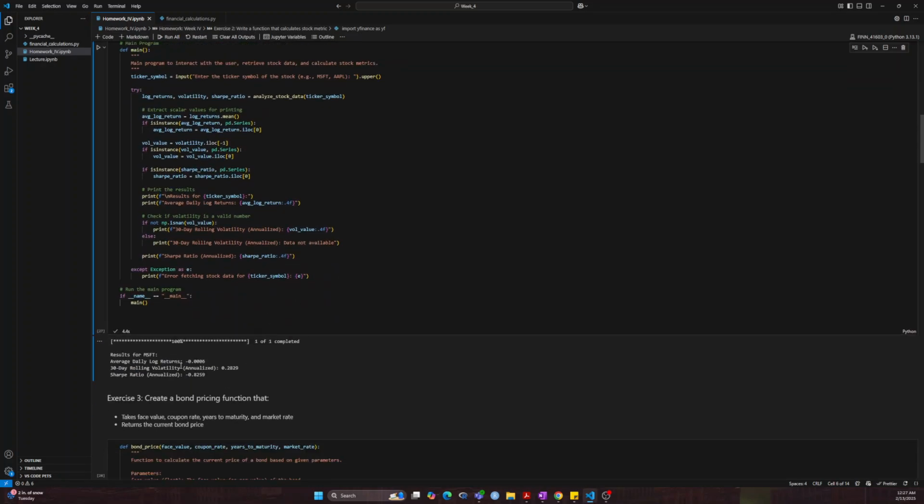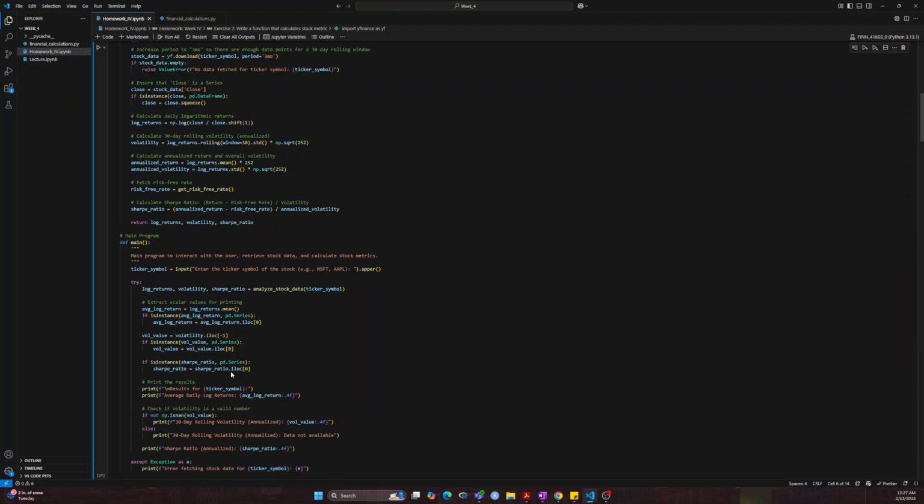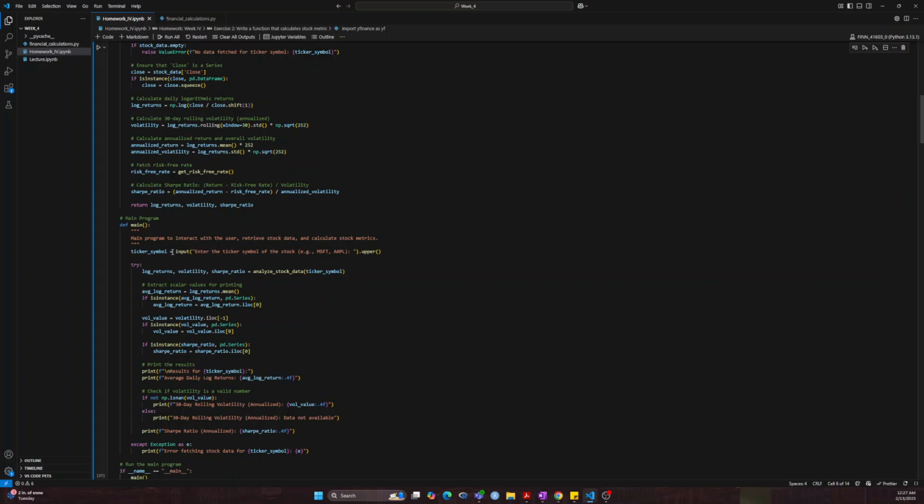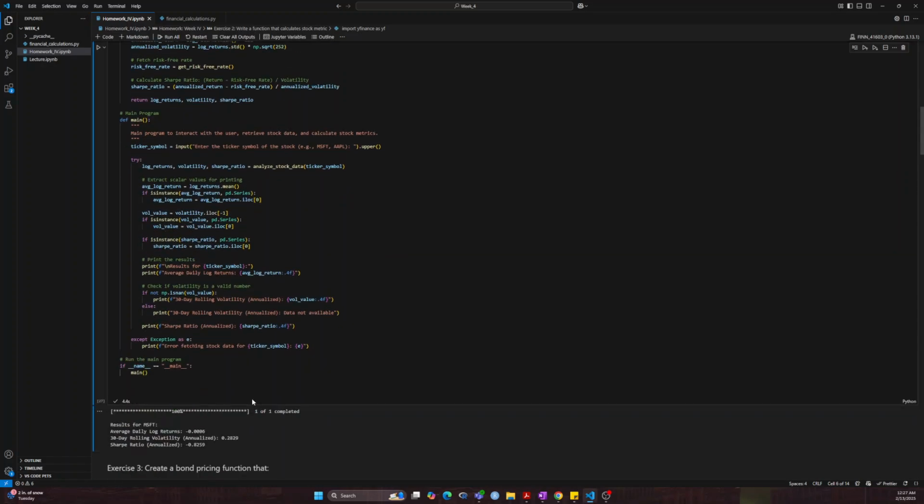So as we can see here in the output, we did it for Microsoft, and we got the average daily log returns, which was negative 0.006. The 30-day rolling volatility annualized was 0.2829, and the Sharpe ratio annualized was negative 0.8259. And then here are our calculations for the functions, and then we take the input from the user, and we put this in the try block to see if there are any errors.